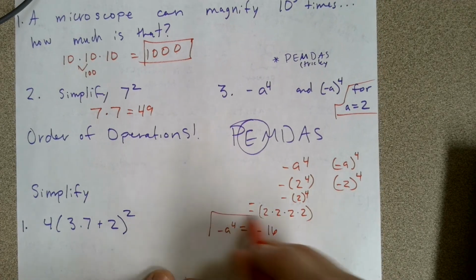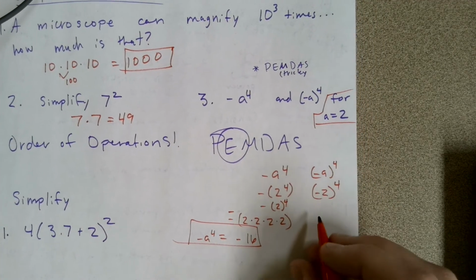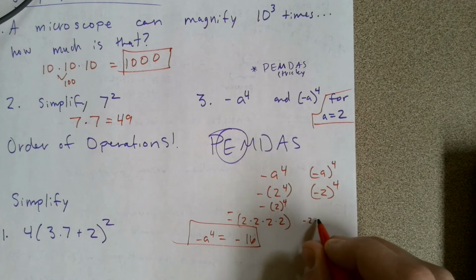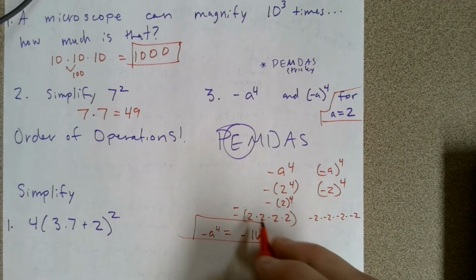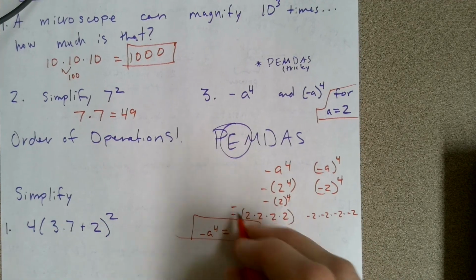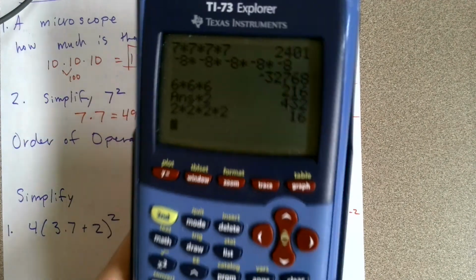So negative 2 to the fourth equals negative 16. Okay, there's one answer. Now we've got this one over here. We have negative 2 on the inside. So what this is going to look like is negative 2 times negative 2 times negative 2 times negative 2. Look at how those are different. This one has the negative sitting on the outside multiplied by regular 2's. This one's a bunch of negative 2's. Watch how this is going to change things.